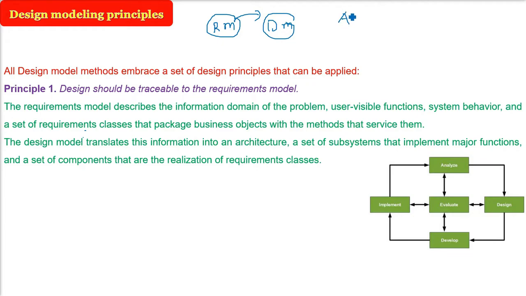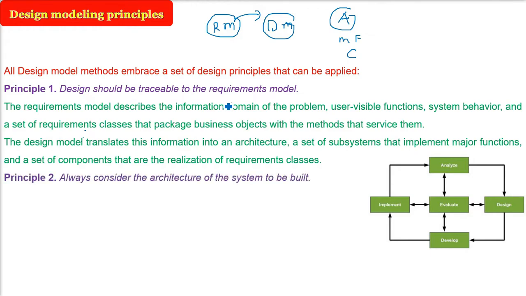So this will decide what architecture you are going to use, because design model is going to translate the data information into architecture. What are the subsystems? What are the major functions? What are the components? Because ultimately you are going to realize the classes or requirement classes.